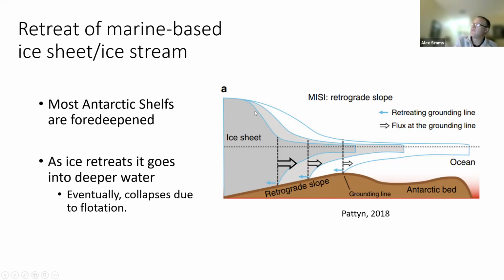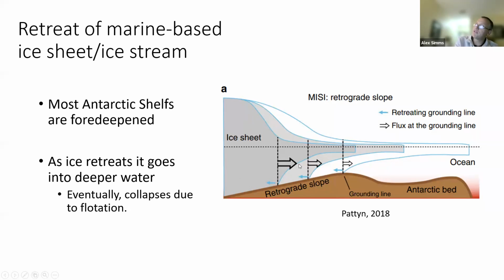This is a profile view through an ice sheet that's grounded on the bed. So the brown here is the bedrock or sediments, whatever it might be sitting on. And this dashed line here is the level of the ocean. So that's 0 in terms of sea level. And marine-based ice sheets are those ice sheets in which the grounding line, where the ice hits the bed, is actually below sea level.